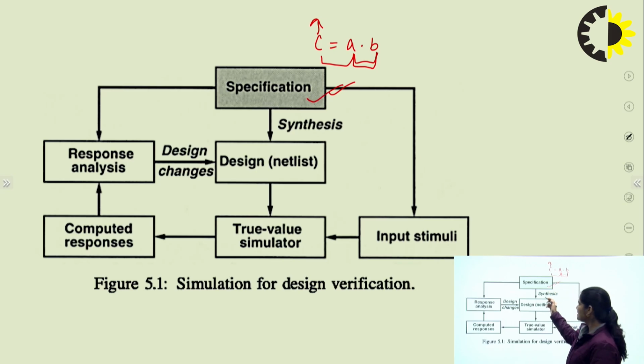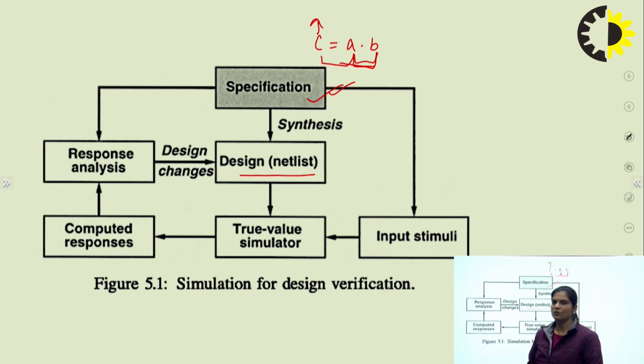Now next is synthesis. Now if we have to synthesize this AND gate, we have to take our design netlist. We have to synthesize here. What we have to do, we have to define a dot product between A and B. So we have to create a netlist for designing of an AND gate.